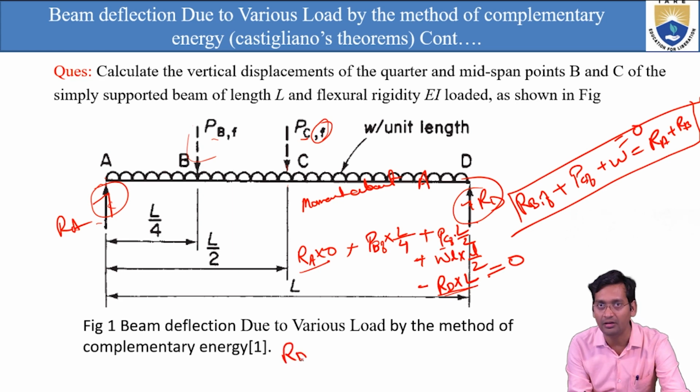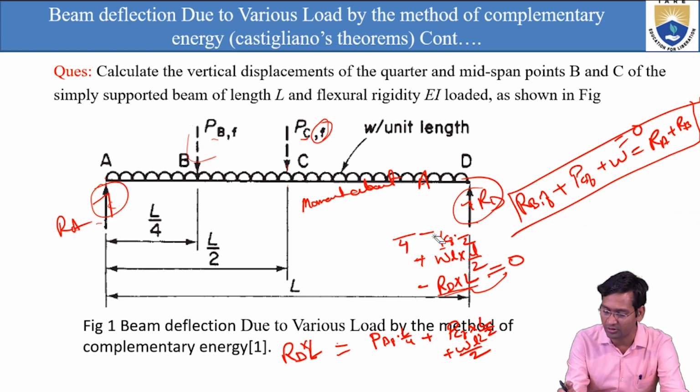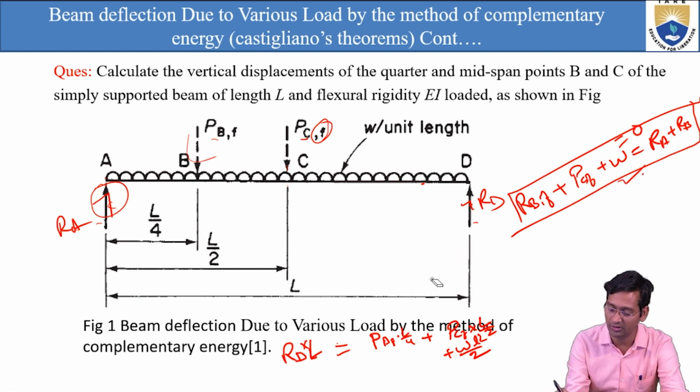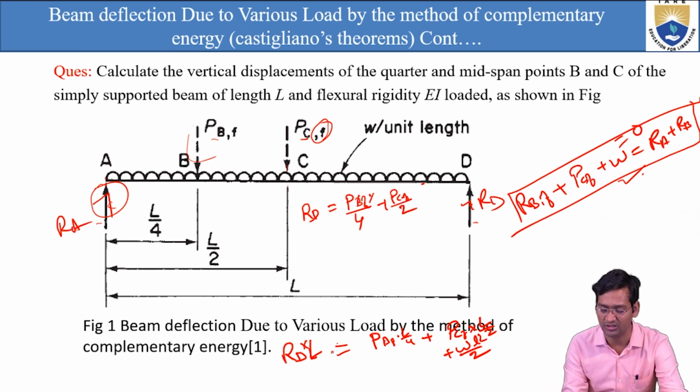From here we get RD into L equals, taking this negative to the other side where it becomes positive, PBF into L by 4 plus PCF into L by 2 plus WL squared by 2. Now we have to find RD, so let's divide by L throughout. So RD equals PBF into L by 4, where L gets cancelled, so PBF by 4. Similarly this becomes PCF by 2, and WL squared by 2 divided by L becomes WL by 2. So now we have got RD.